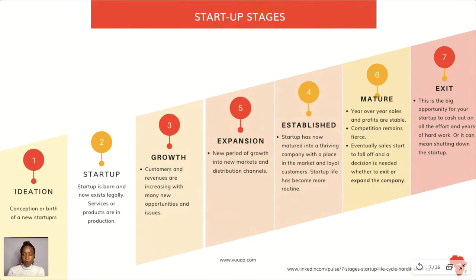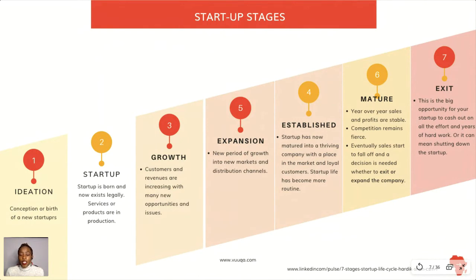And the 6th stage is mature. Here you have year-on-year sales, you have profits that are stable. And so you're probably not just breaking even, now you're into the profit stage. Your competition is fierce. People are coming in and trying to see what's going on with these people. How can we either disrupt what they're doing or just give them a run for their money?